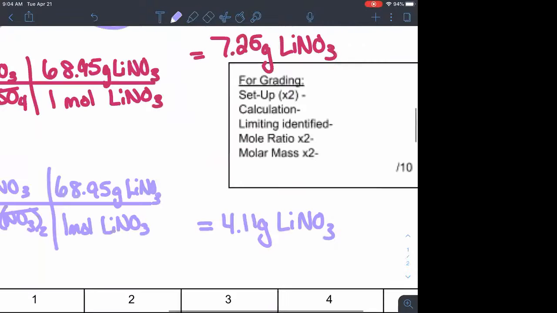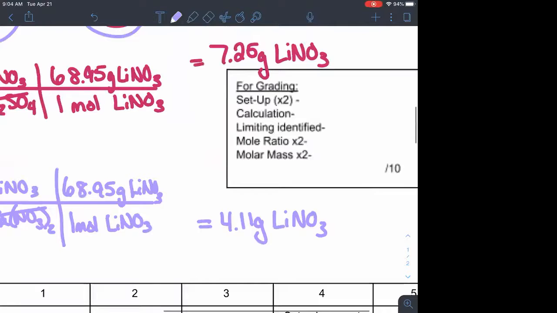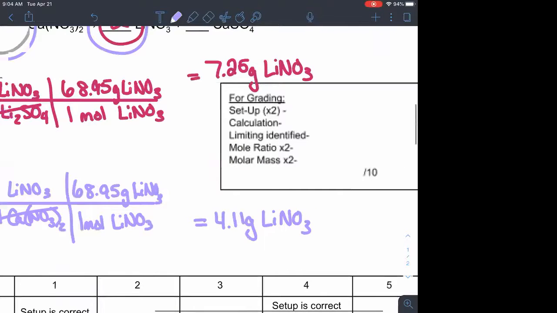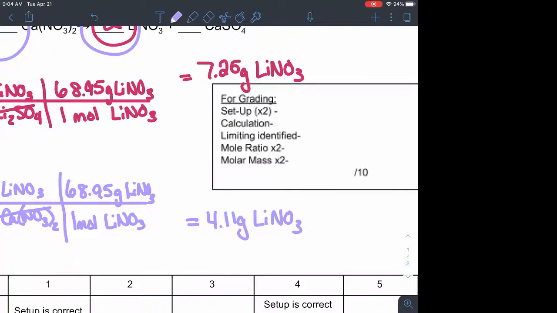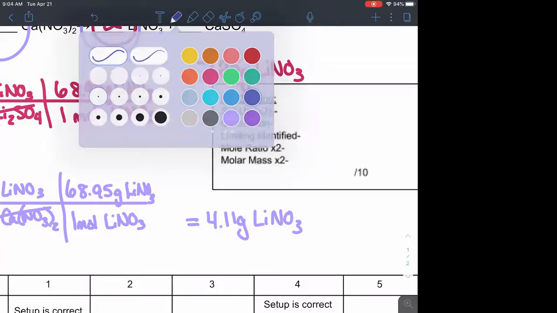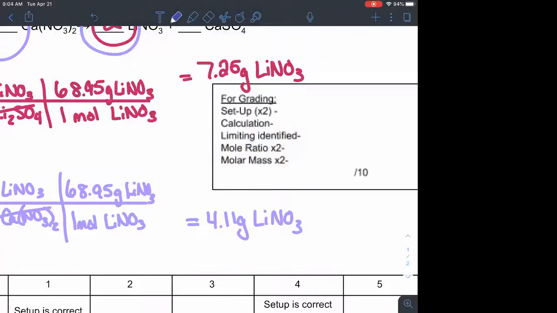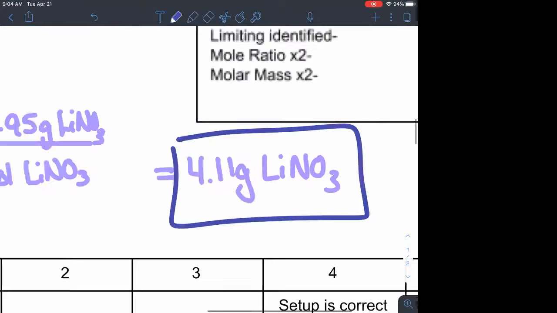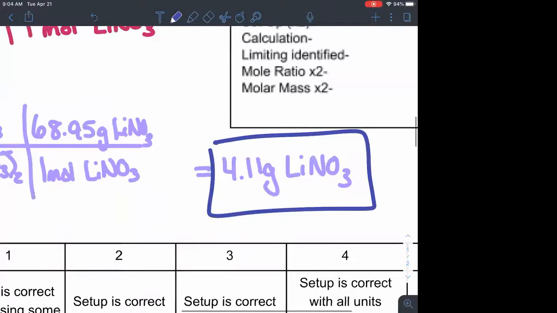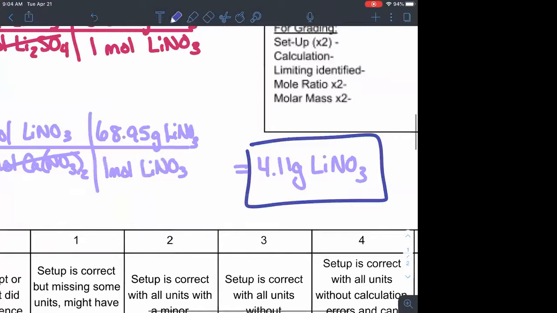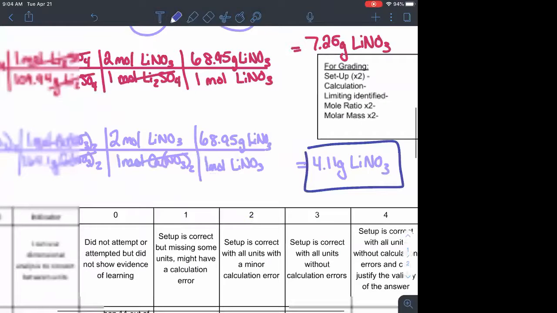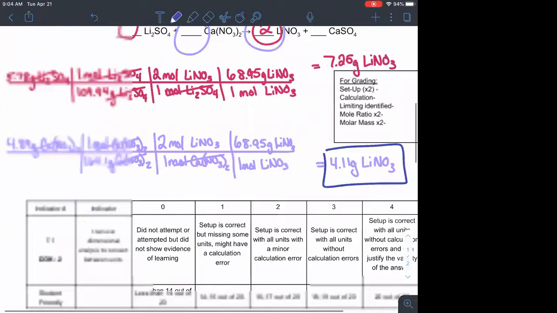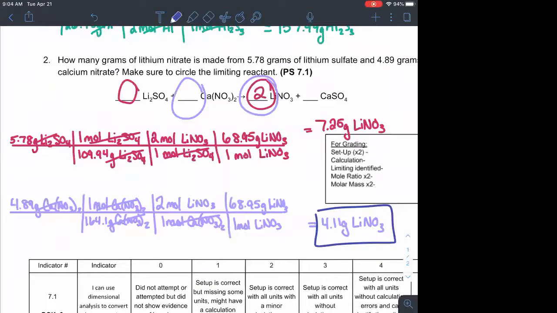So now can you tell me which one is our answer, the 4.11 or the 7.25? It is going to be the 4.11 grams of lithium nitrate because it's going to run out first and then we'll be done. So which one is our limiting reactant? Is it the lithium sulfate or the calcium nitrate? That's right. Our lithium sulfate is our limiting reactant.